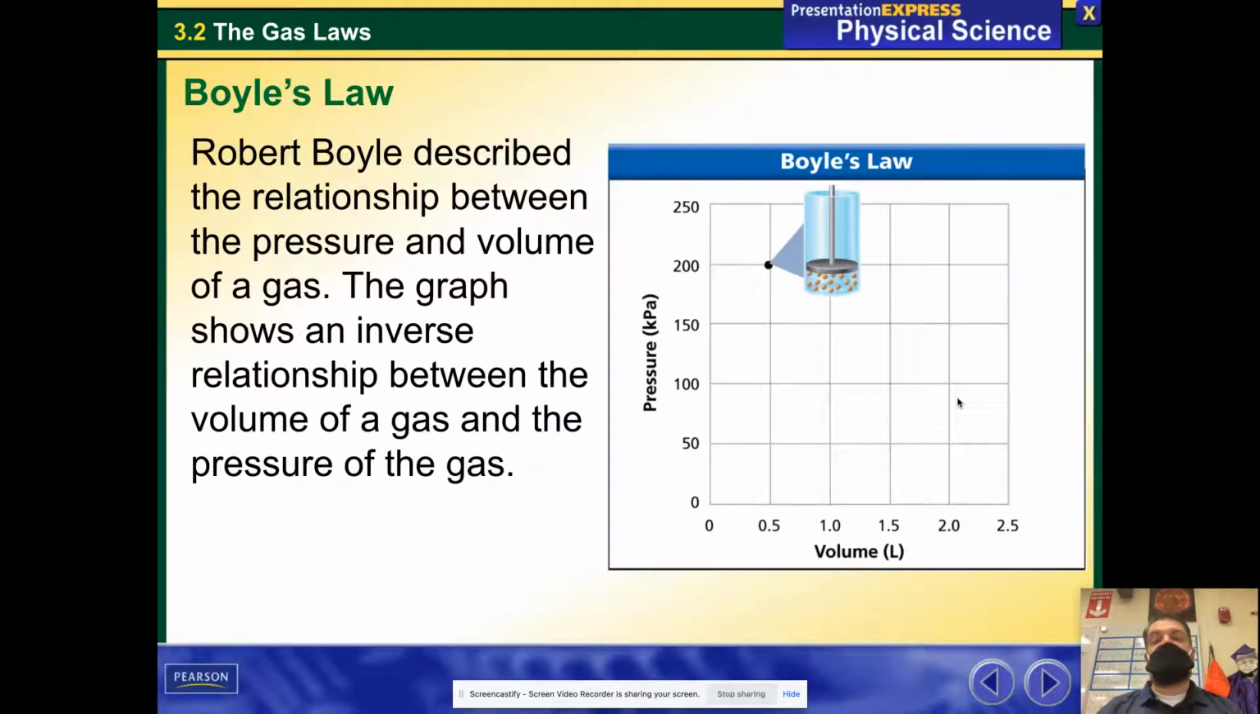Boyle's law is a similar situation, and he describes the relationship between the pressure and the volume of a gas. The graph shows an inverse relationship between the volume of the gas and the pressure. So this is not a direct variation, it's an inverse relation. And so basically, as the volume increases, the pressure decreases. Now notice it's the same number of particles.